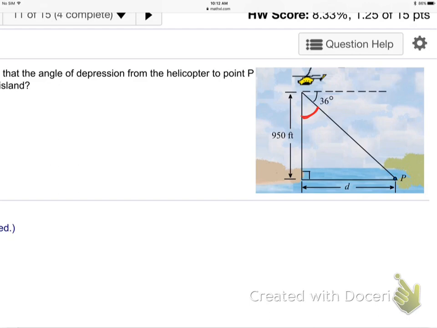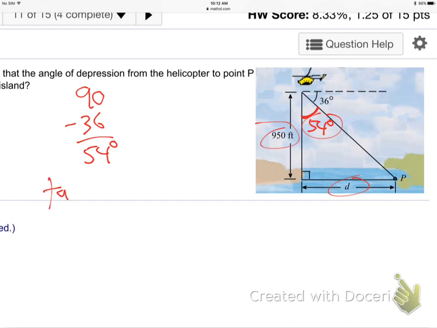What are we going to do? Well, it's a perpendicular, so it's 90 degrees. 90 degrees, exactly. So 90 minus 36 is 54. So this is 54 degrees. 54, D, and 950. What trig relationship is that? Tangent again, isn't it? And when in doubt, do the tangent. Tangent 54 is D over 950.